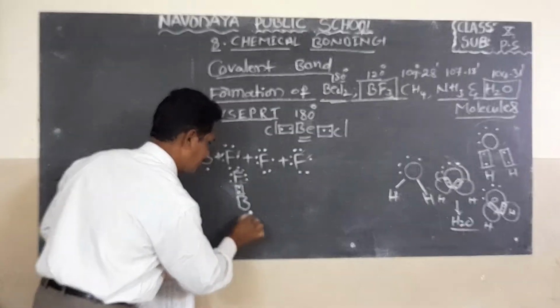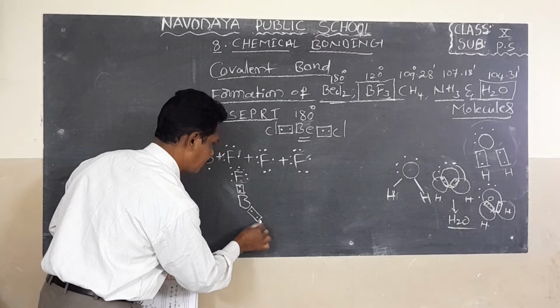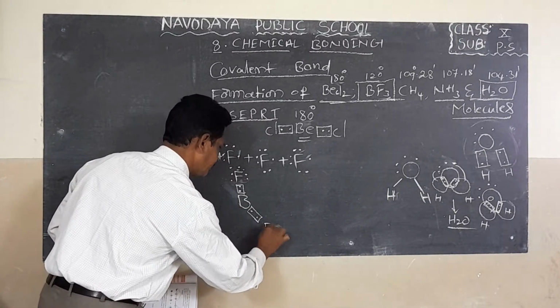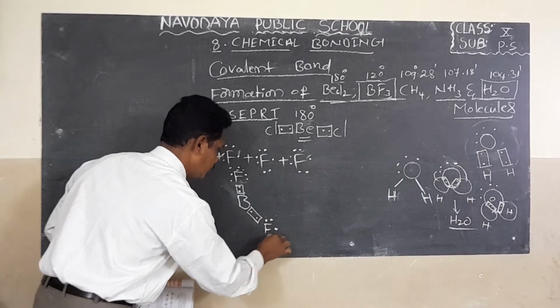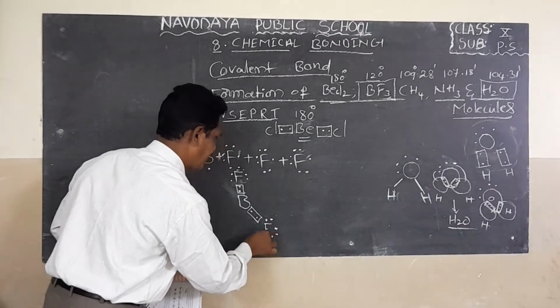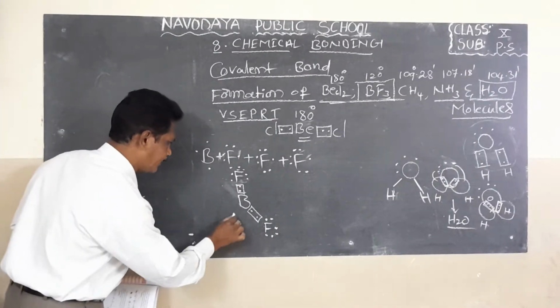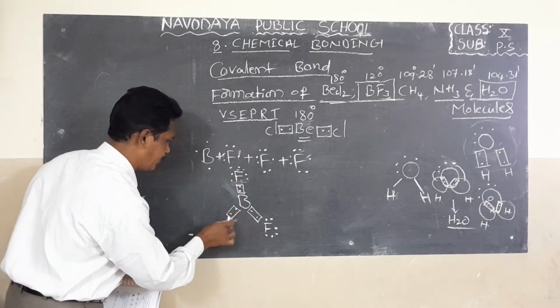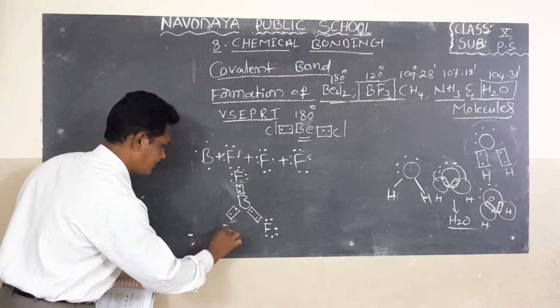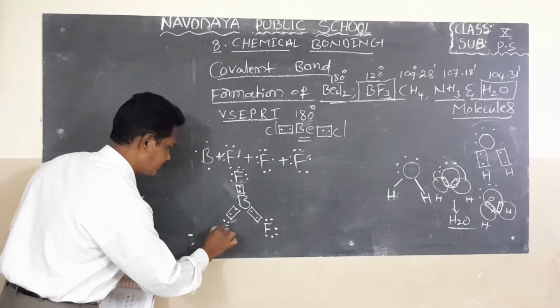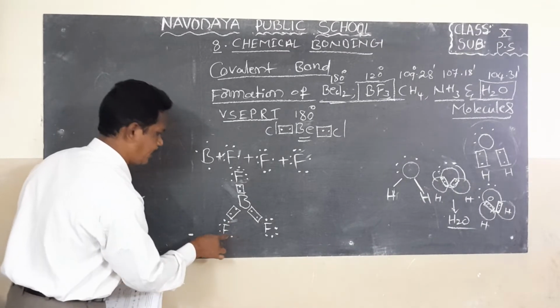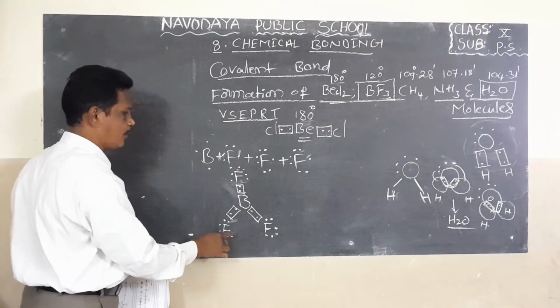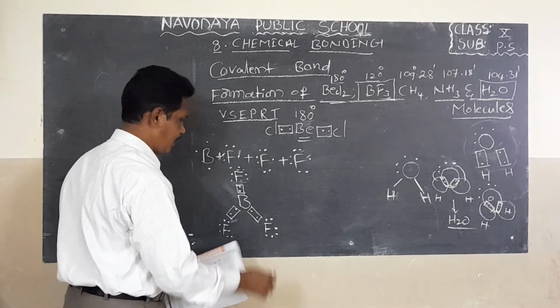These are the bond pair of electrons. 2 plus 6 remaining valence electrons of another fluorine atom. These are the bond pair of electrons between boron and fluorine. This is the remaining valence electrons of the fluorine atom, to form BF3.